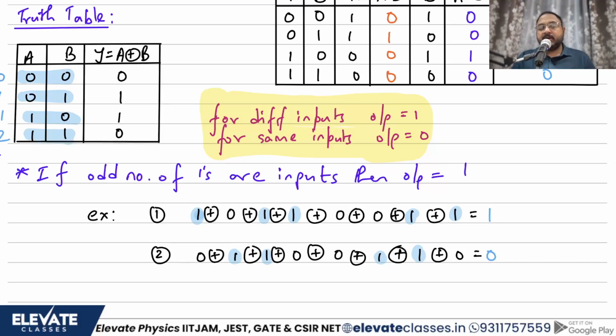Now look at the output. For 0 you had 0, right? For 0 you are getting a 0. If I use a highlighter, see, for 0 you are getting a 0, and for 2 you are getting a 0. But for 1 you are getting a 1. For 1 you are getting a 1. That means whenever you have odd number of ones as input, in that case your answer is always going to be 1. So that is where we get this property from.